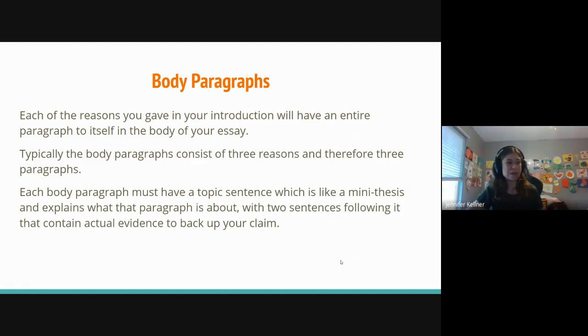But a thesis can be a topic sentence, but a topic sentence can't be a thesis, if that makes sense. So you have to follow the correct formatting on a thesis. But if you wanted to have a mini thesis for each of your body paragraphs, nobody's going to be like, oh, you can't do that. That's bad. Does that make sense?